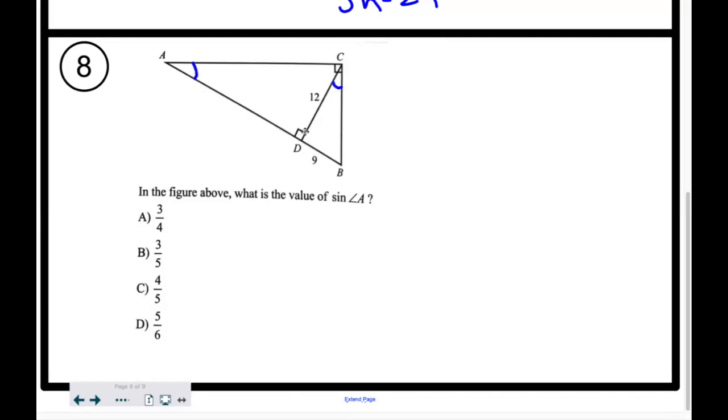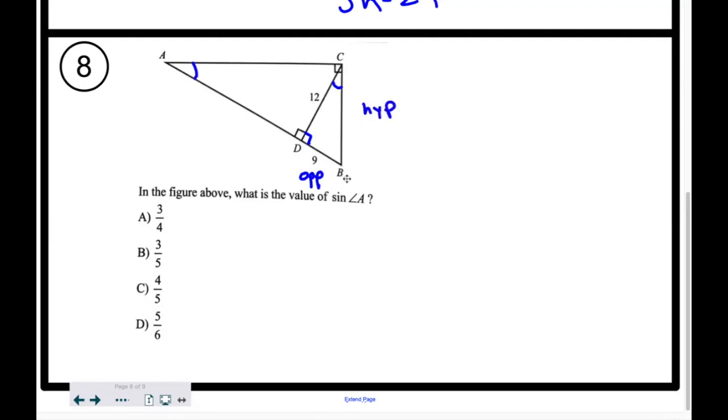Or you could look at it as this is clearly the right angle. Angle B is angle B. So this is the other angle. This must be the same as angle A. Now I'm just going to find the sine of this angle. Well, the sine is the opposite, which is this one, over the hypotenuse.